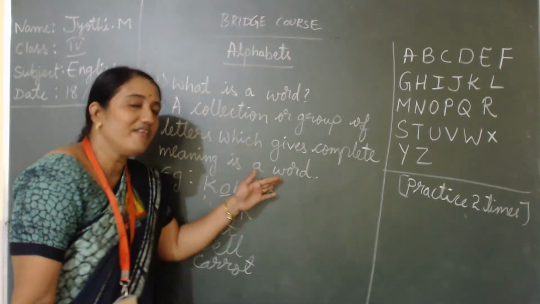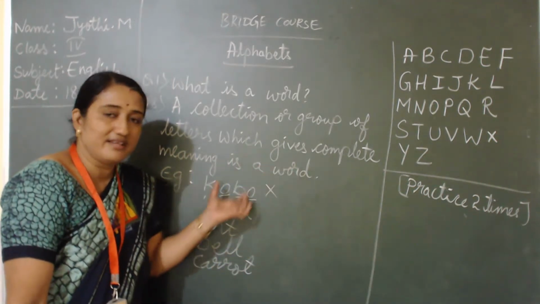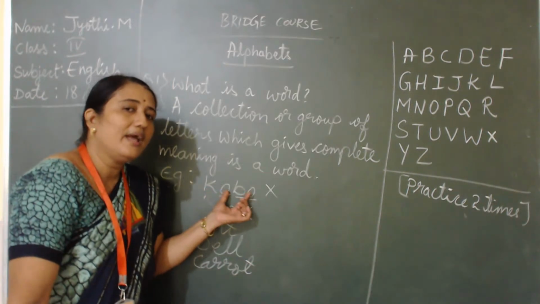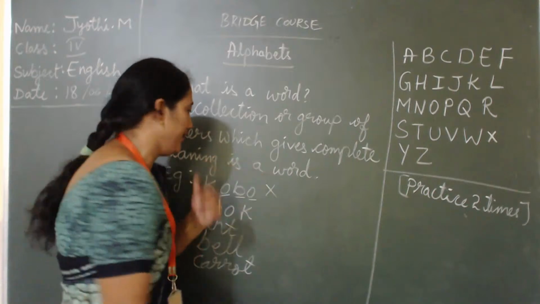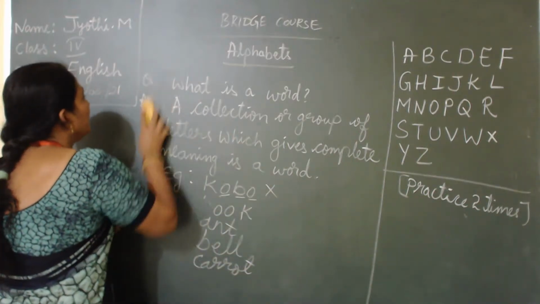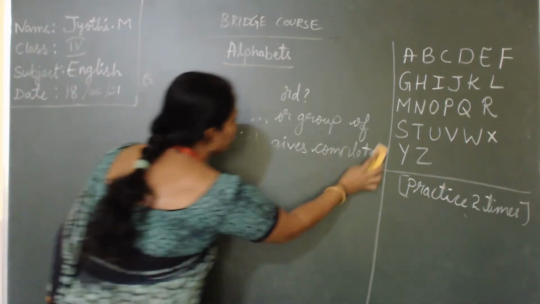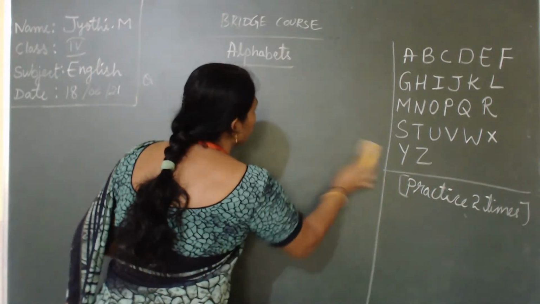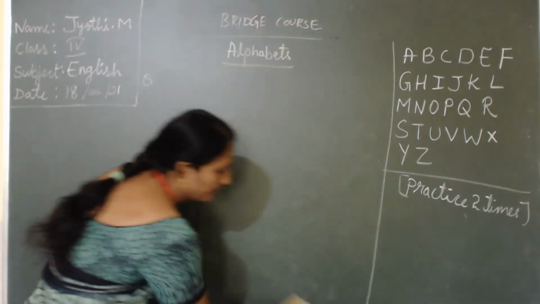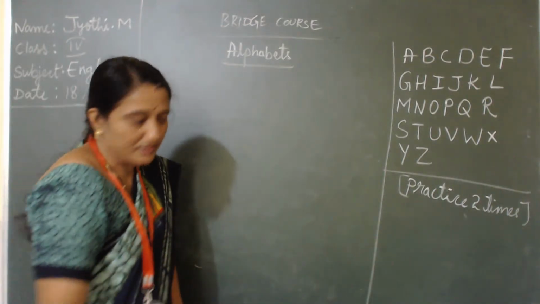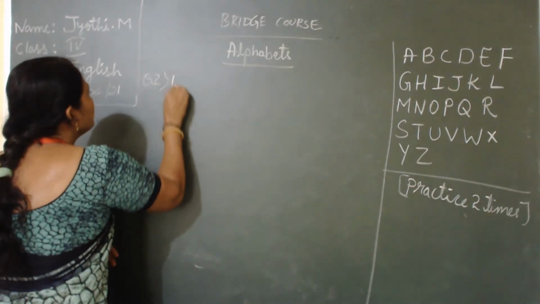Now you know how to form a word. How will we form a word? When you put the letters, that is the alphabet, in a systematic order, you will get a meaning for that word. When the word gives some meaning, it is called a word. The second one we are going to see. Now let us see what is a phrase.